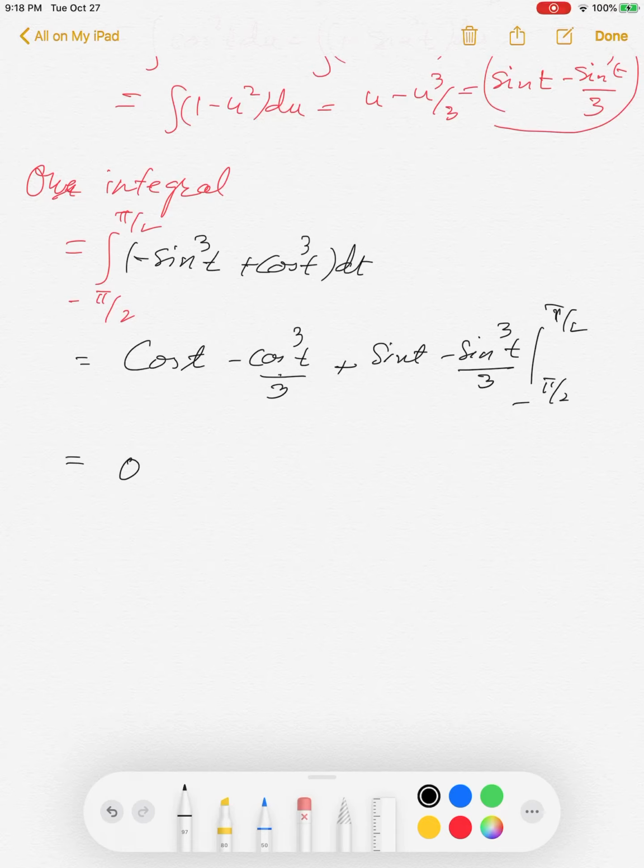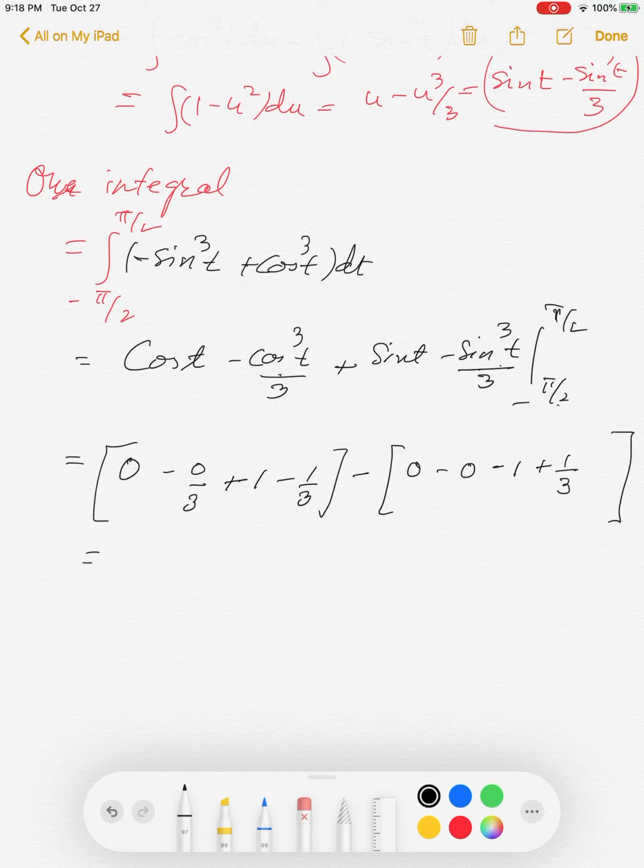So that's going to be cos of pi by 2 is 0. Cos cube pi by 2 is 0. Sine of pi by 2 is 1. Sine cube pi by 2 is 1. Minus the value at minus pi by 2. Cos of minus pi by 2 is also 0. And sine of minus pi by 2 is minus 1.